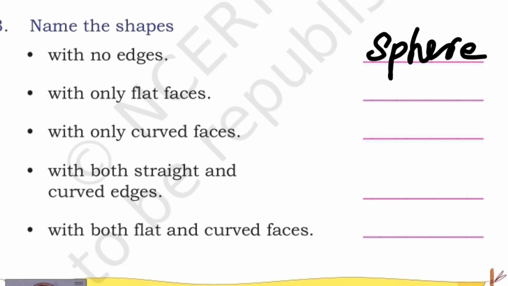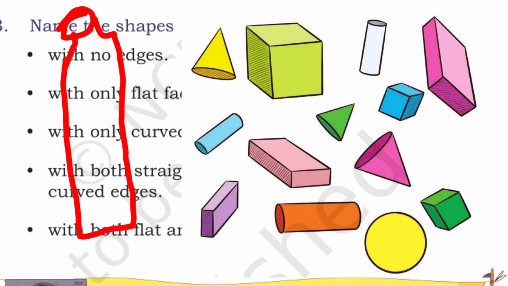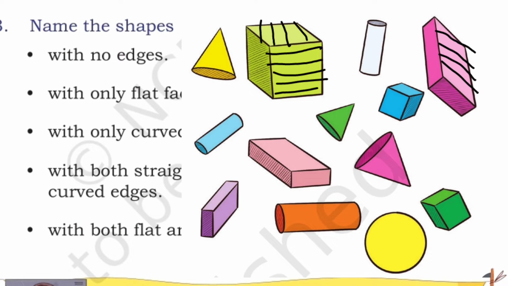Next question, with only flat faces. So which has only flat faces? Again we'll look back at the shapes. First we have the cone. A cone does not have a flat face because the bottom of the cone is in round shape, and on the top obviously it will not be a flat face. When you see the cylinder, for example a bottle, which is a cylinder, the bottle doesn't have a flat face. It has a round face. So only we are able to see the cube and cuboid.